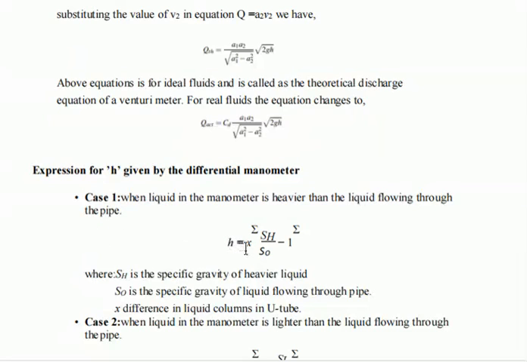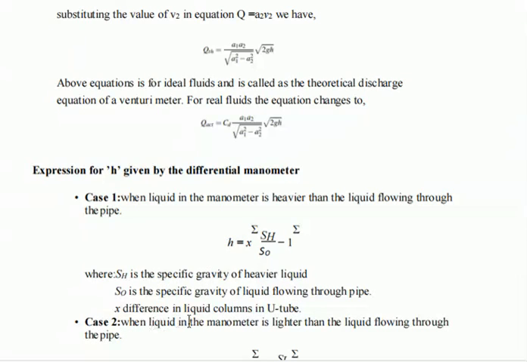Here H is equal to X times the quantity SH by S naught minus 1, where SH is the specific gravity of the heavier liquid, and S naught is the specific gravity of the lighter liquid, or the liquid flowing through the pipe. So it is the ratio of the specific gravity of the heavy liquid to the specific gravity of the liquid flowing through the pipe. X is the difference in the liquid columns in the U-tube manometer. This is the equation.